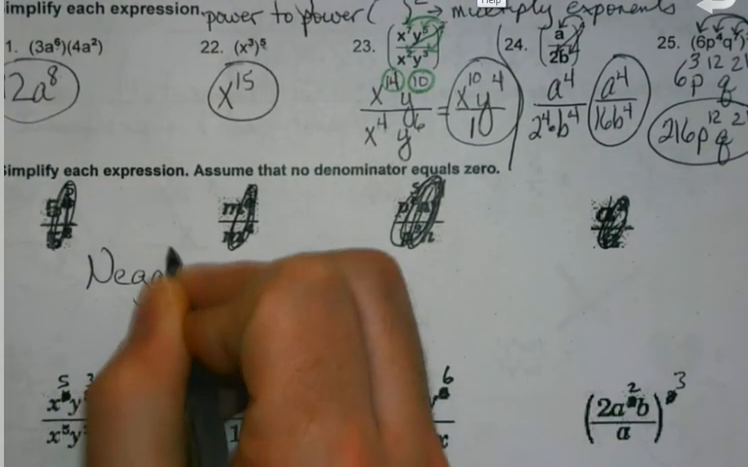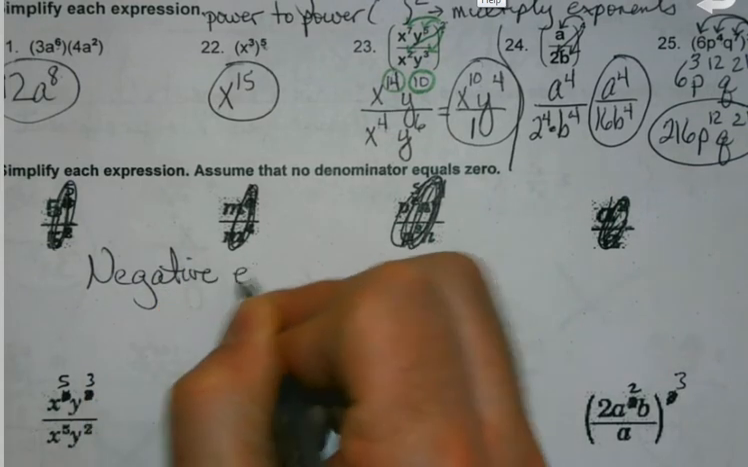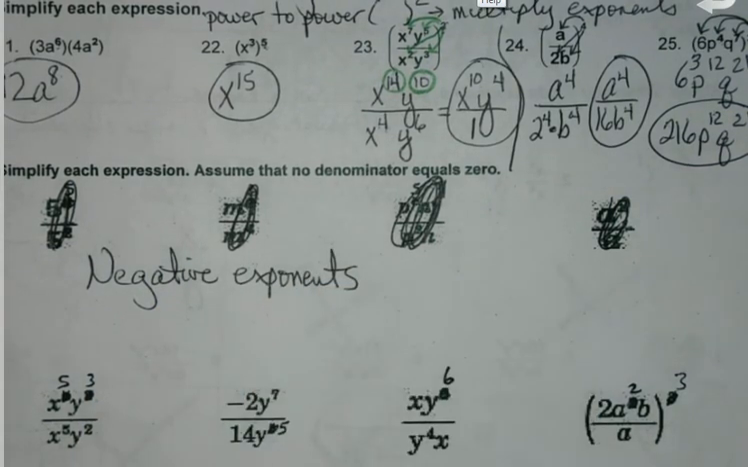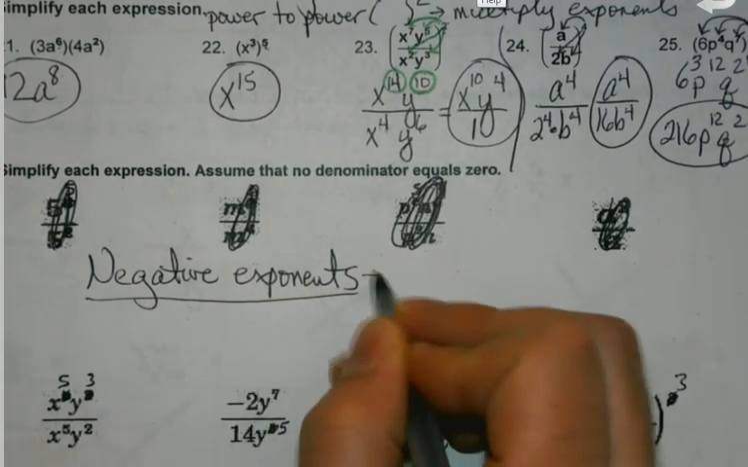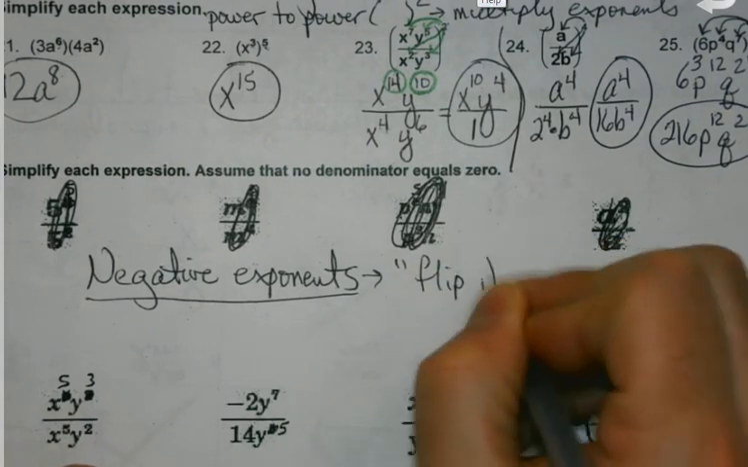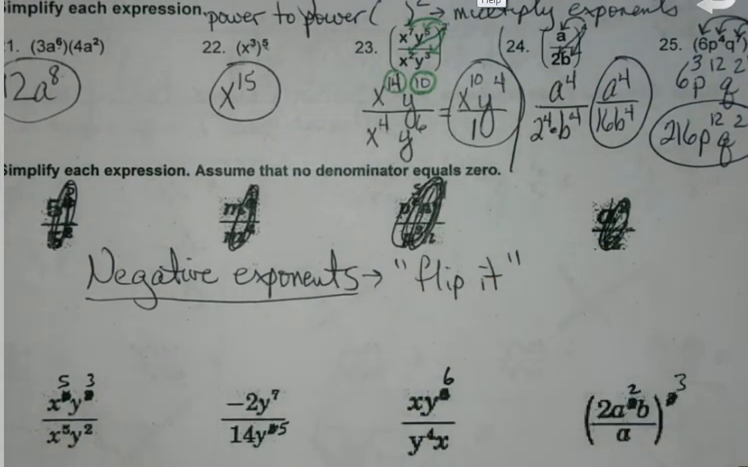What happens if I get a negative exponent sometimes? We haven't seen that show up yet. So what do I do? Well, if you get a negative exponent, you're going to flip it. Now you're like, what the heck does that mean?